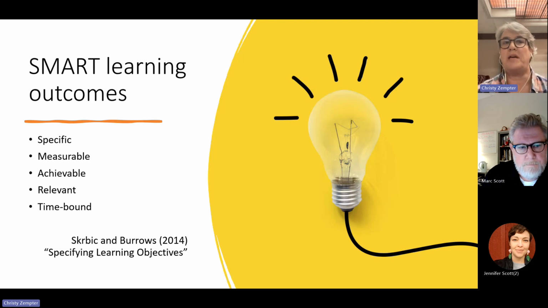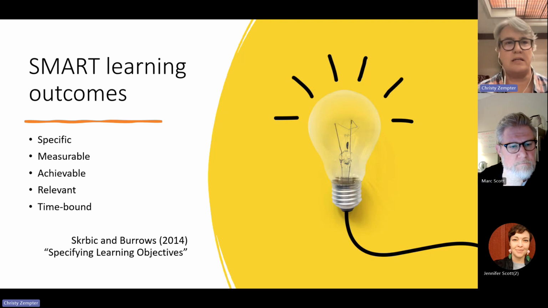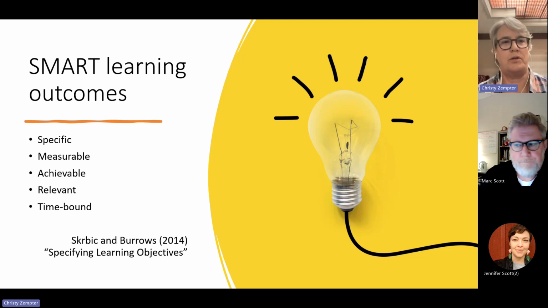And then finally, time bound is the fifth element that they talk about in terms of SMART learning outcomes. And that just means, is this something realistically that can be achieved in the course of a semester, in the course of 7 weeks, depending upon what time period you have to work with your students.